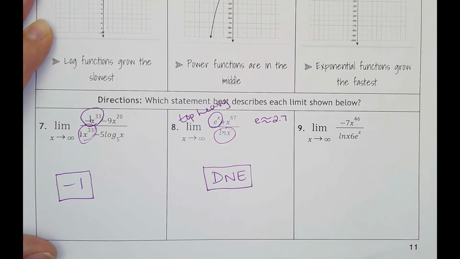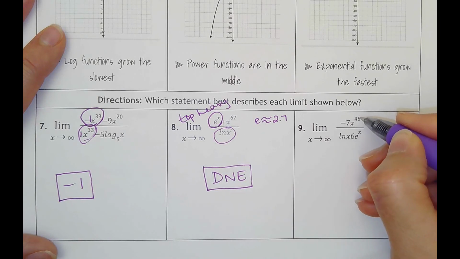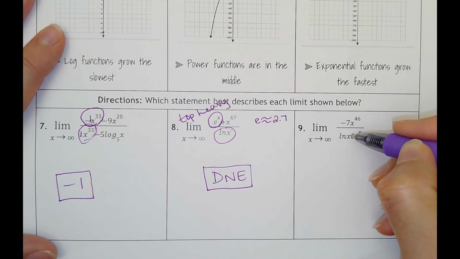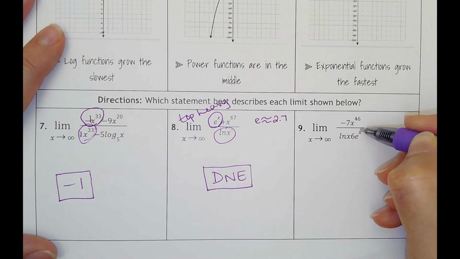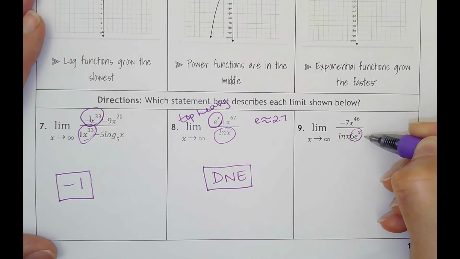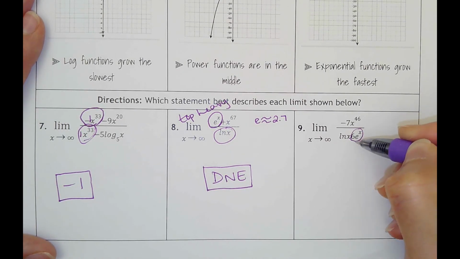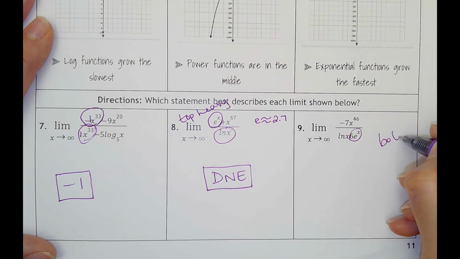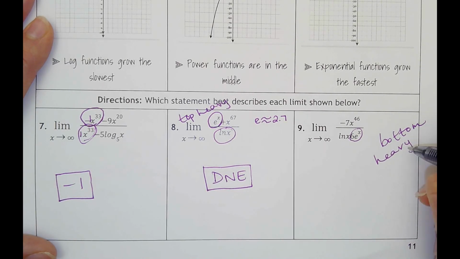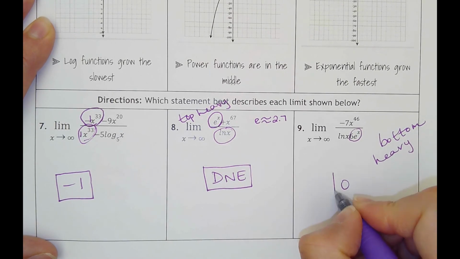And then number 9, we have only one thing on the top, and on the bottom we have natural log of x times 6e to the x. So you're kind of looking at it as a whole, but again, this e to the x is way bigger than the rest, so it's bottom heavy. And when it's bottom heavy, we said that it's going to go to 0.